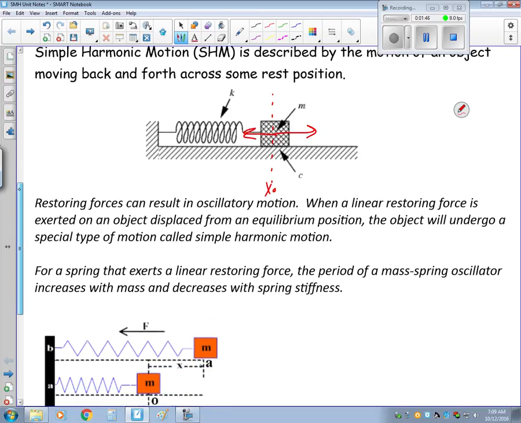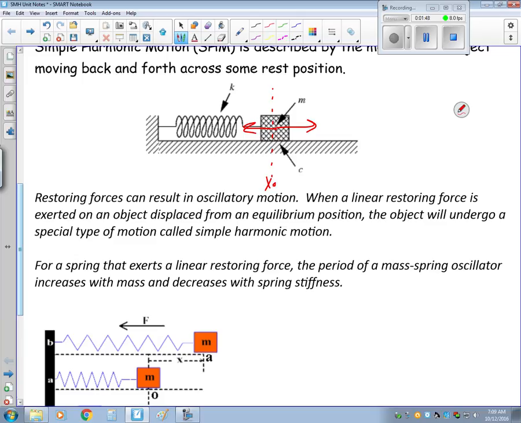So what we need first off is a restoring force. Restoring forces result in oscillatory motion. For the mass spring system, the elastic force of the spring is trying to restore the system to its initial state, to that x0, that initial position. When we have a linear restoring force exerted on an object displaced from equilibrium, the object will undergo simple harmonic motion.